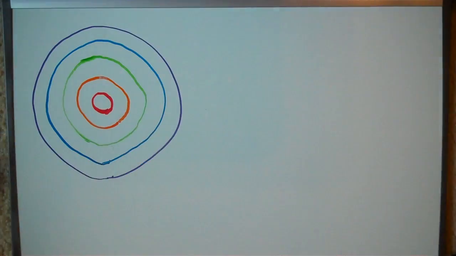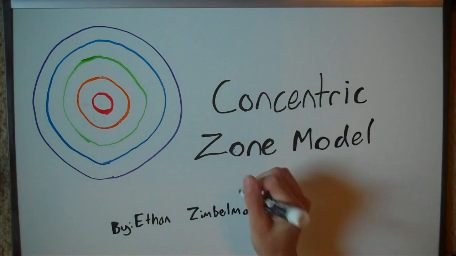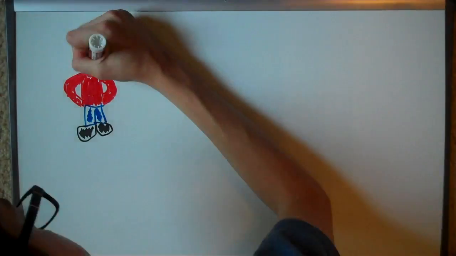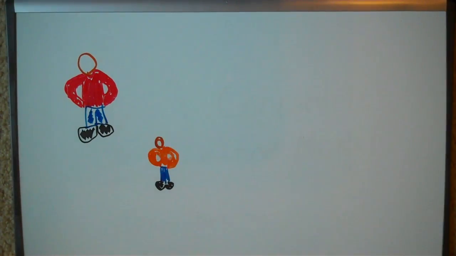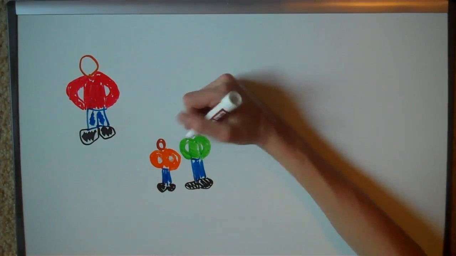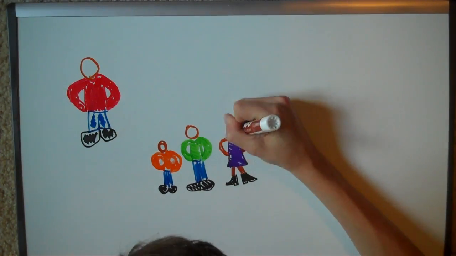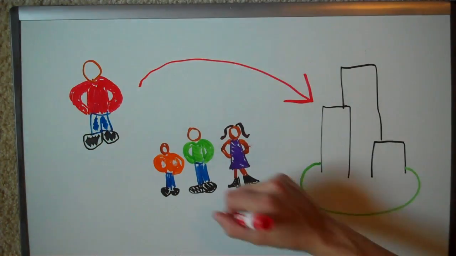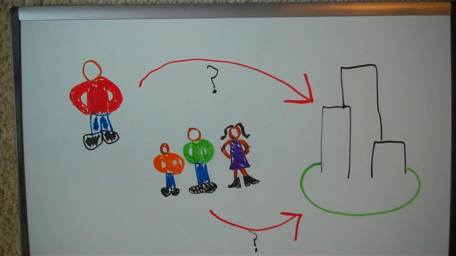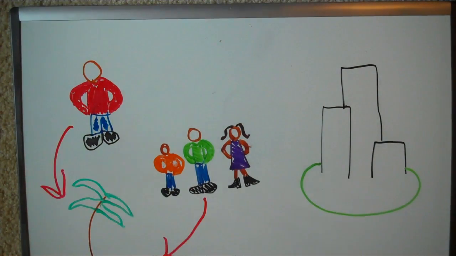The concentric zone model, the one that looks like a donut, was created by a sociologist named E.W. Burgess in 1923, who wanted to explain the distribution of different social groups in urban areas. Where will this group of people live? Well, we don't know, so for now, let's just put them on the side.